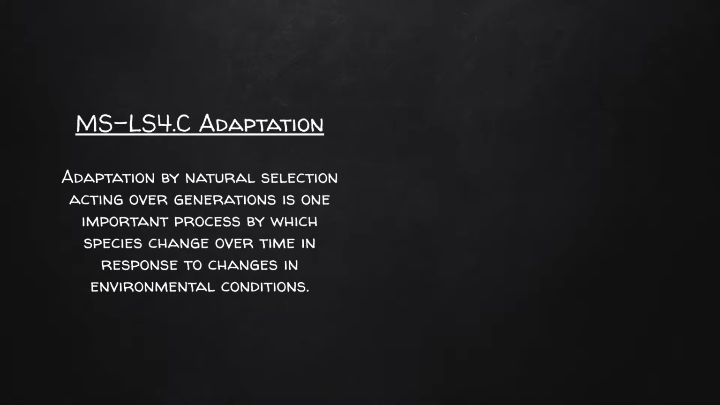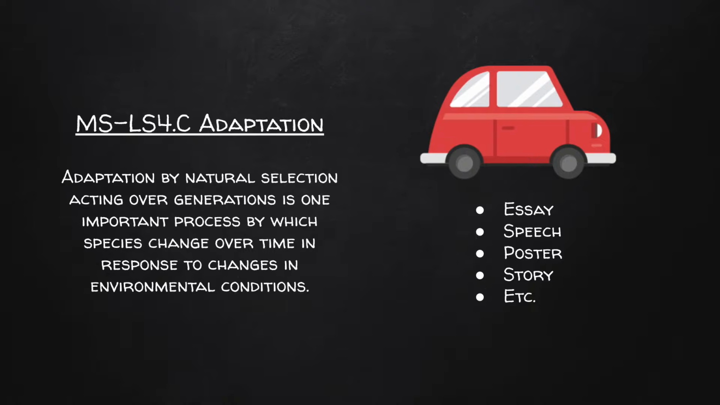Say, for instance, that we want to involve this standard in our assessment. This is one of what's called the Next Generation Science Standards for elementary schools. It reads, adaptation by natural selection, acting over generations, is one important process by which species change over time in response to changes in environmental conditions. So what would students actually do in order to show you that they understand this concept? There's a lot of things that they could do. They could write an essay, they could give a speech, they could create a poster, they could write a story. There's about a million other ideas that they could do.